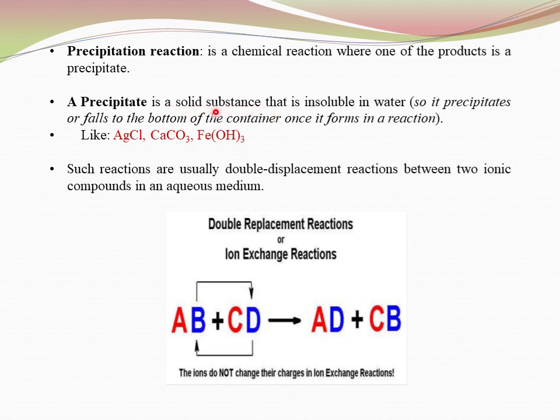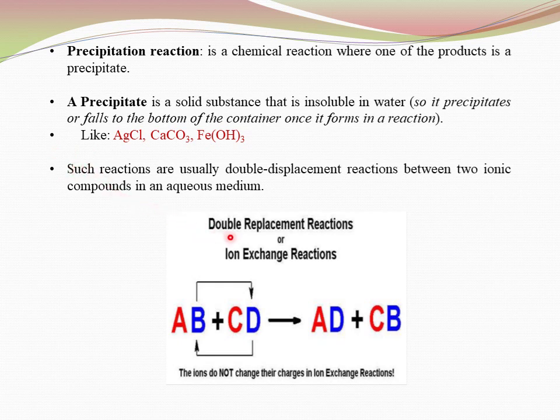So the precipitate is a solid, colored, insoluble substance that falls to the bottom of the container, or sometimes stays down, like for example AgCl, calcium carbonate, iron hydroxide.